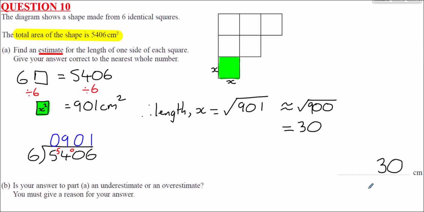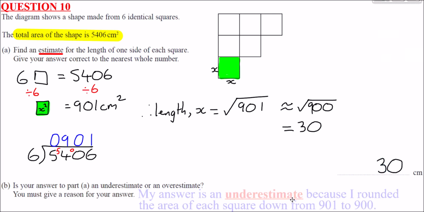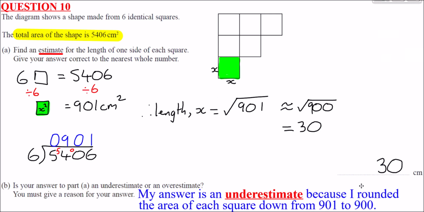So what we've done is made our estimate slightly smaller than what the actual answer should be, so therefore this is an underestimate. The reason was because I rounded the area of each square down from 901 to 900 to make the calculation easier. So part A, 30, part B, an underestimate with a valid reason like I've put here.